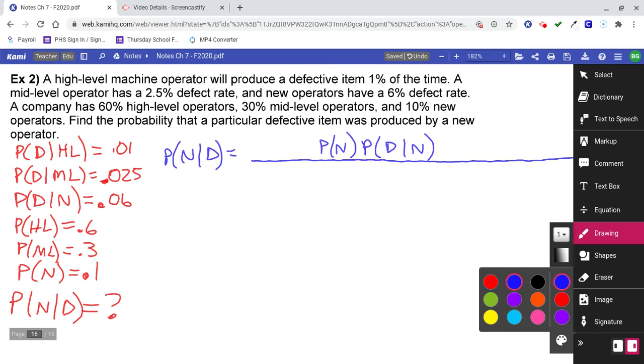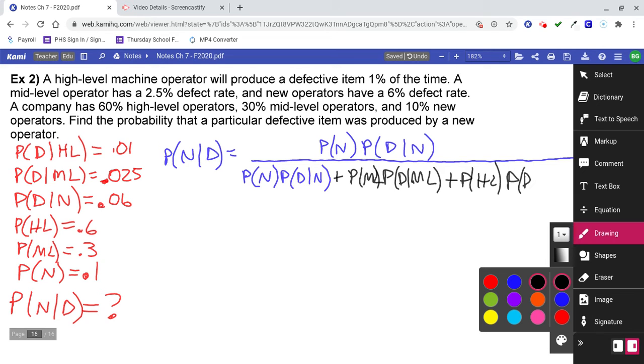That's the numerator. Now the denominator, you're going to take that pattern and you're going to put it for each of the 3 things in this problem. So one of them is going to be an exact match of the numerator. But then think about what else we have in this problem. If it's not new, it could be a mid-level. So probability of mid-level times, keep the same pattern, probability of defective given mid-level. Plus think about the only other thing in this problem, high level. I should have put an L right there, but whatever. Probability of high level, and then probability of defective given high level. That's your part over total. Part over total, that's Bayes' theorem.